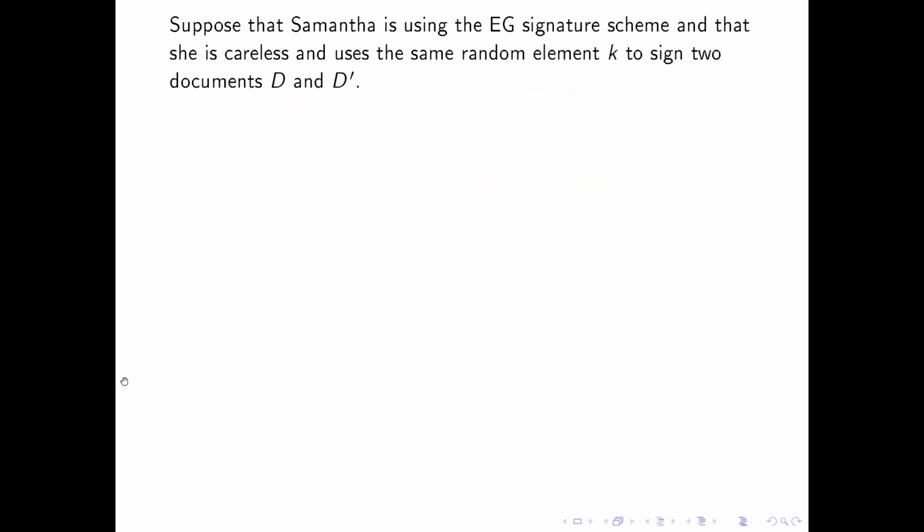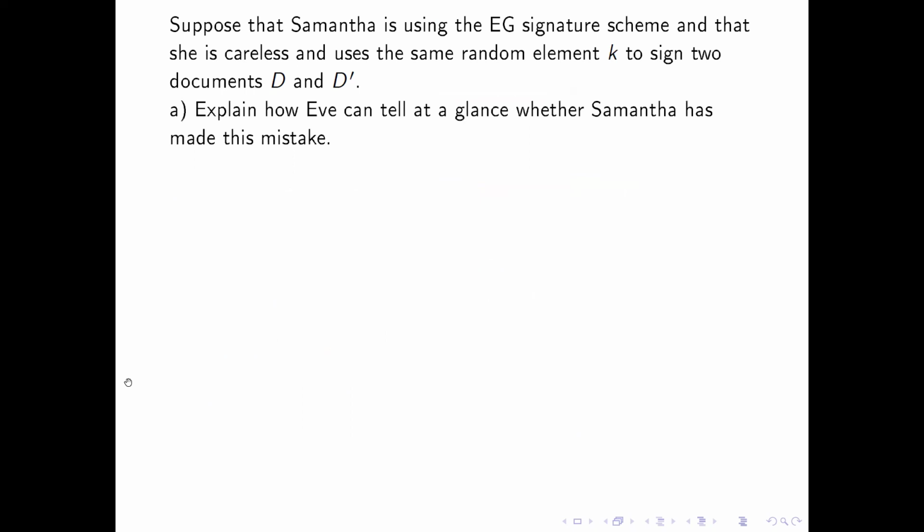All right, let's move on to the last question. Samantha used the same K for two different documents, D1 and D2. The first question was: explain how Eve could tell at a glance that she made this mistake. Remember, S1 for both documents would be G to the K, because they have the same K value.